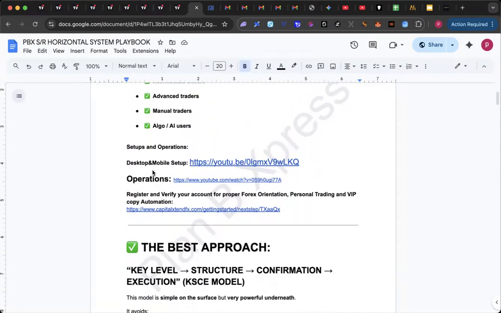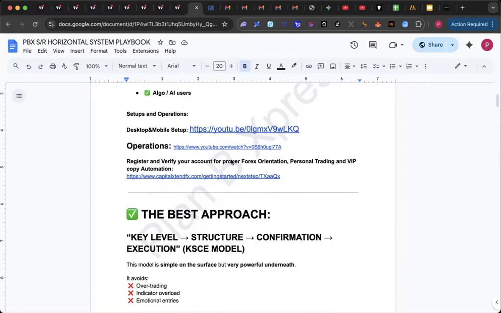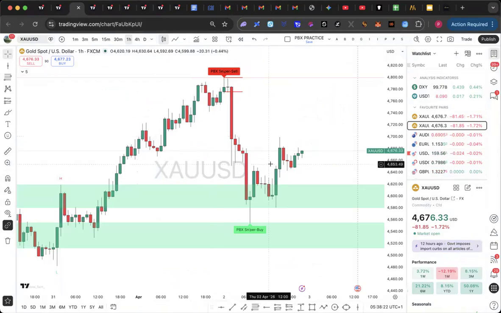Maybe you use desktop or you use mobile on your TradingView. This is what you're supposed to click and watch through. If you have done that, that's when you have your scanner shown this way. So now the main job is how to be using your scanner.